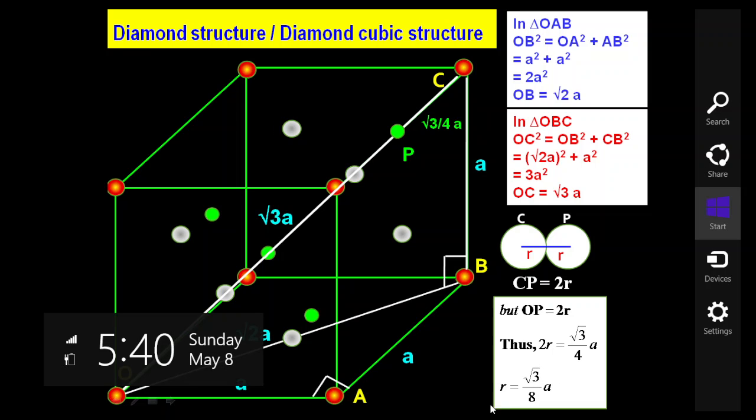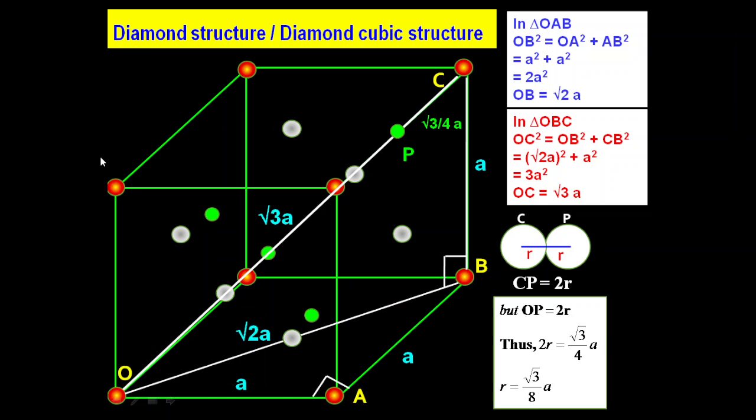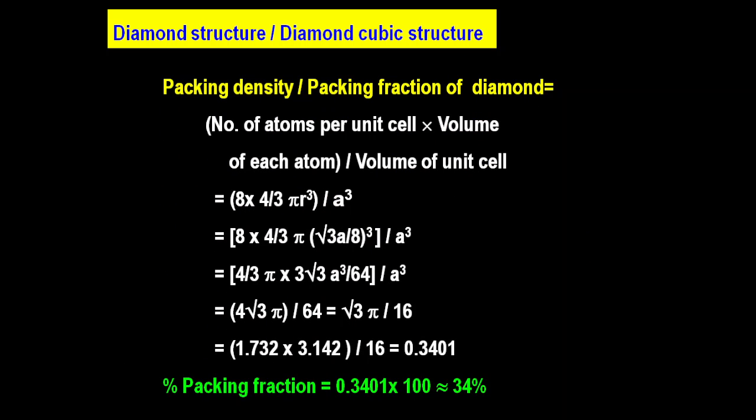Now we have the relation between the radius of the atom and the side of the unit cell: R is equal to root 3/8 into a. With the help of this relation between a, the side of the unit cell, and the radius, we can easily find the packing fraction. So what is the packing fraction, or packing density, of the diamond structure?